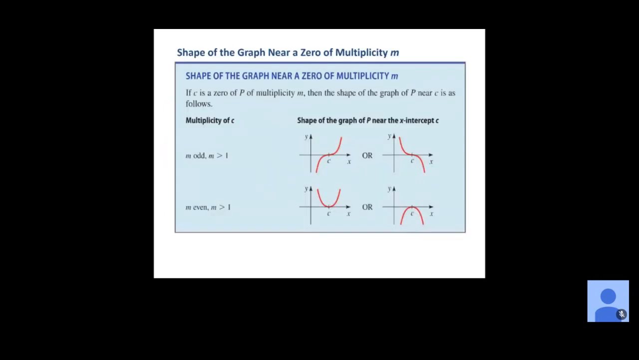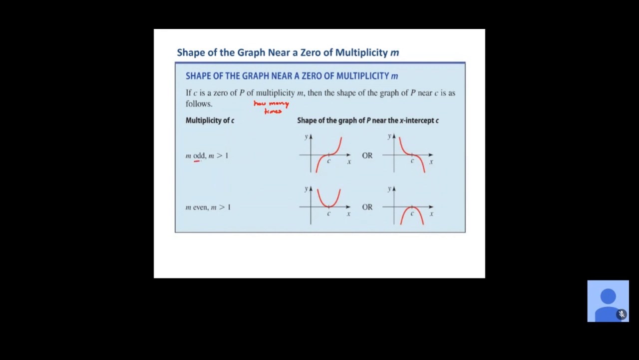Right, so while I'm talking about that, I'm going to go ahead and talk about what I just said. Okay, so this is the generalization of that rule that we just looked at. So if C is a 0 of multiplicity M, this just basically means how many times it happens. When you see that word multiplicity, that's just saying that 0 happens that many times. Then the shape of the graph of that polynomial at C is going to be as follows.